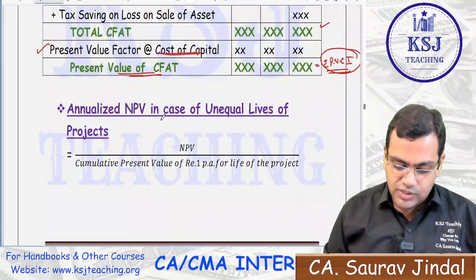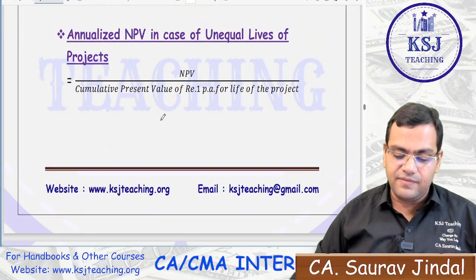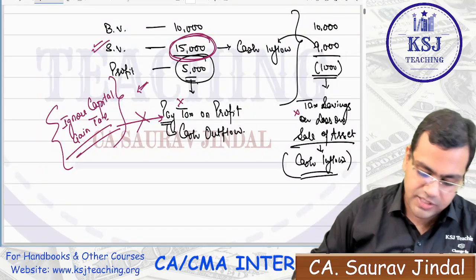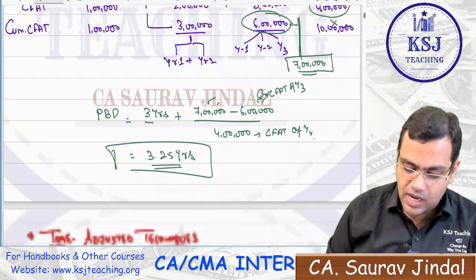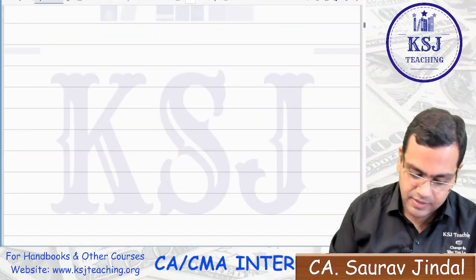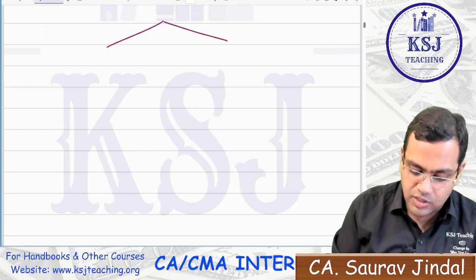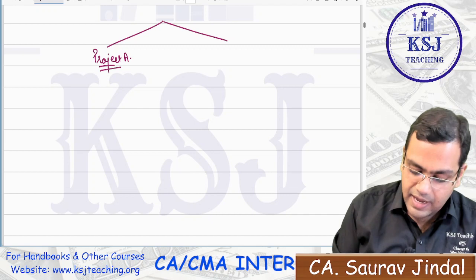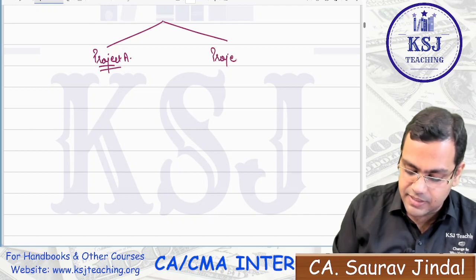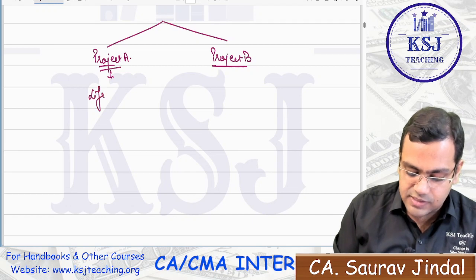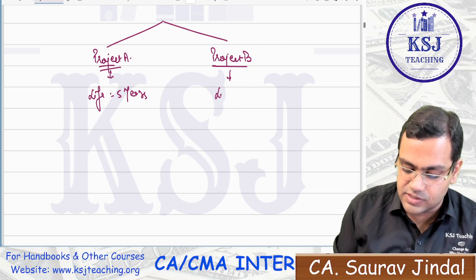Okay, so this we are done. Now, analyzing NPV in case of unequal lives of the project. Let's say you are considering two projects. One is project A and one is project B, right? Project A life is 5 years. And project B life is 8 years.